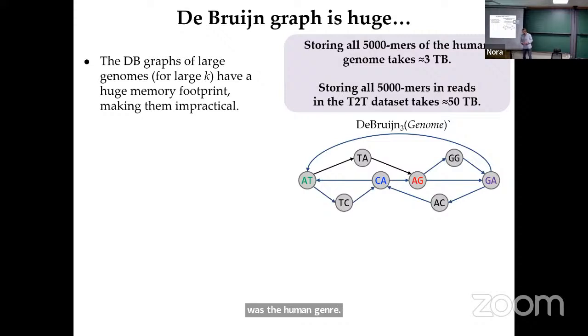So the human genome is 3 billion nucleotides. If you want to construct the de Bruijn graph of the human genome for k-mers with k equal to 5,000, then simply storing all 5,000-mers from the human genome requires enormous memory. We are not even able to store it on a computer, so we cannot do much. Right?